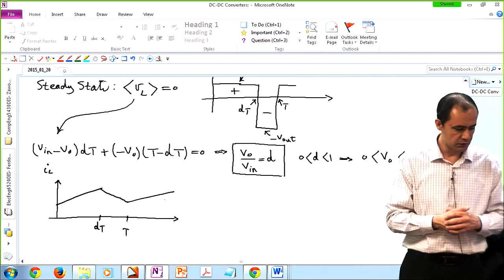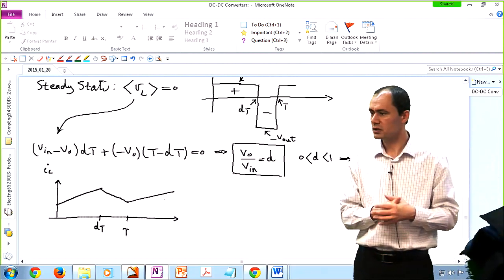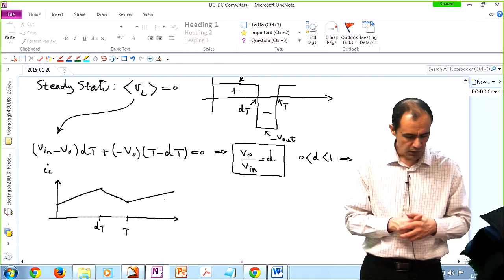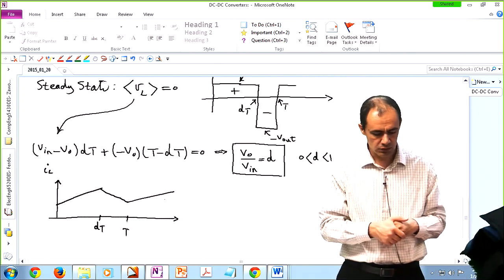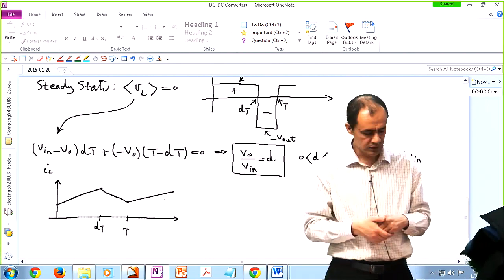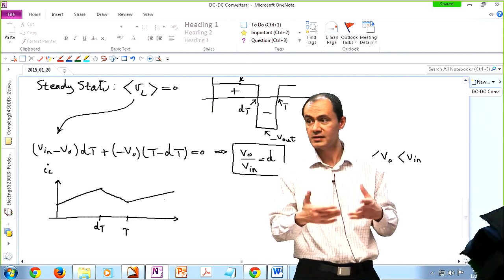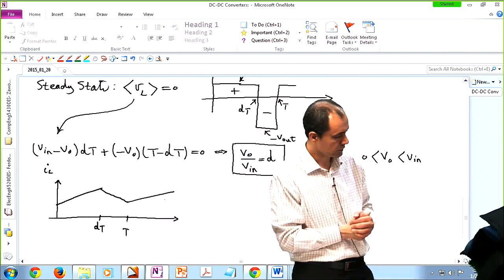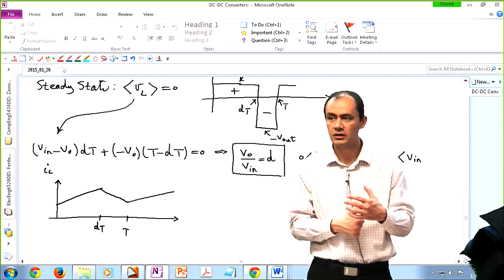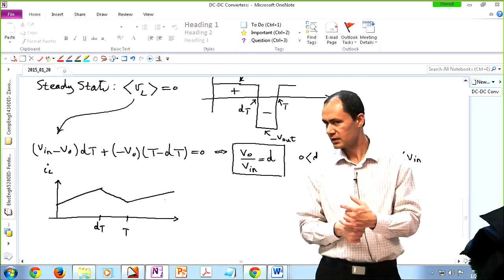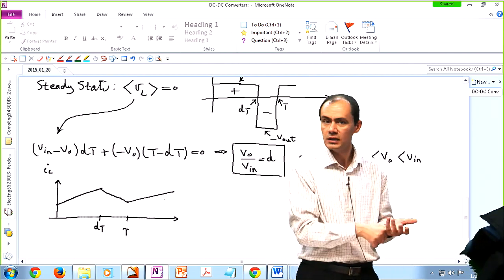In the second mode, we are applying a negative voltage to the inductor. That means the current of the inductor is coming down, following a straight path, because that voltage is constant at negative Vout. So in the first mode, the inductor is being energized. In the second mode, the inductor is being de-energized.